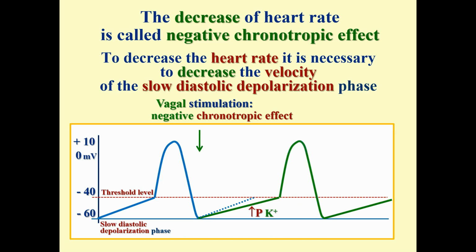And how is it achieved? By opposing the mechanism of slow diastolic depolarization. Let's recall that during the slow diastolic depolarization, naturally, potassium permeability becomes less. But the vagus, by release of acetylcholine, produces opening of additional potassium channels. And higher permeability for potassium provides opposition, slowing down the slow diastolic depolarization. And you see, the heart rate decreases because the number of impulses decreases in a minute. This is a negative chronotropic effect.